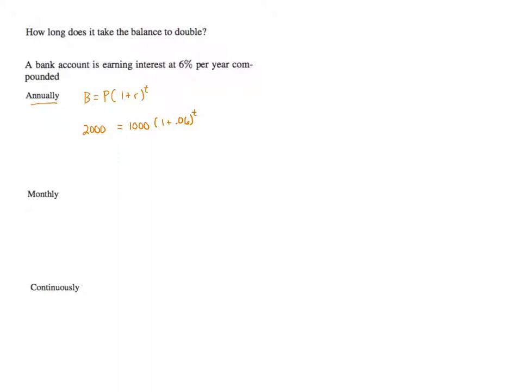Another way to consider this solution is to look at the graph. So we'll say this is the line 2,000. This is the function growing from 1,000 until it reaches 2,000. So we're looking for this point along the graph. And it turns out that this is 11.90. So if we had solved this equation, we would get t equal 11.9 years.